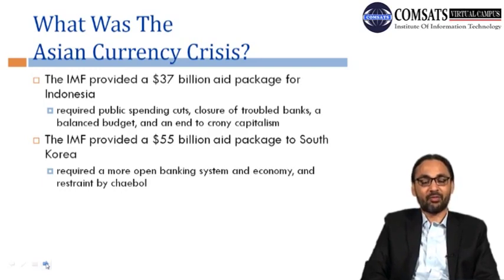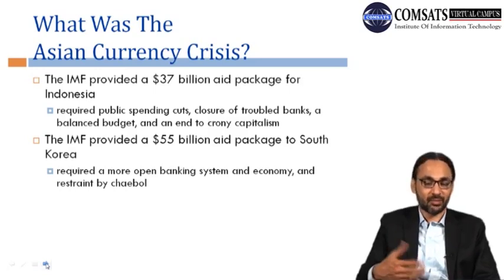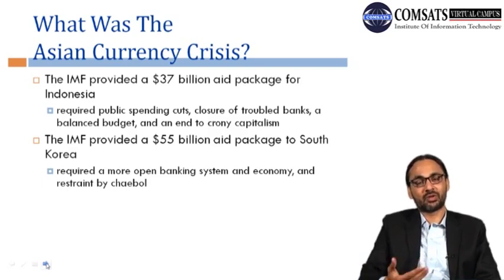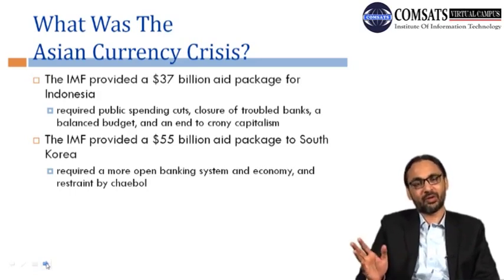And the IMF provided a 55 billion US dollar aid package to South Korea, requiring reform of the banking system and economy, and restraint of the Chaebol. Chaebol is the name of the conglomerate business groups in South Korea. Like in India, these business groups are called business houses, and in South Korea it's called Chaebol. And in Pakistan, in the era of the 70s, Dr. Mahbub ul Haq termed these business houses the 22 business groups.